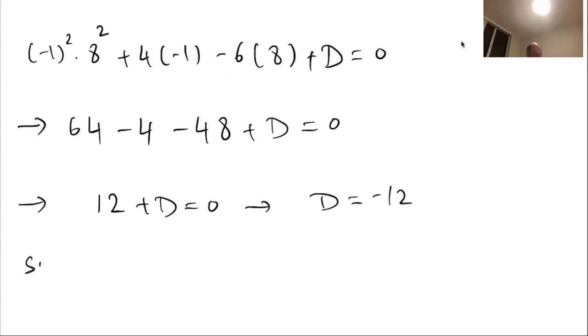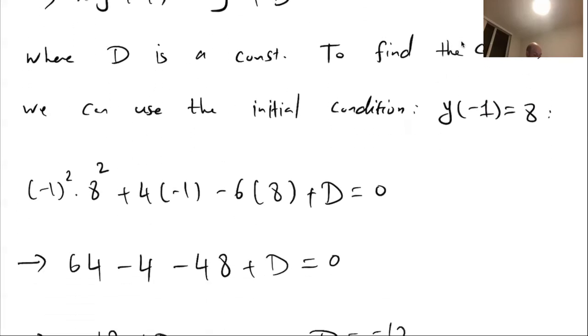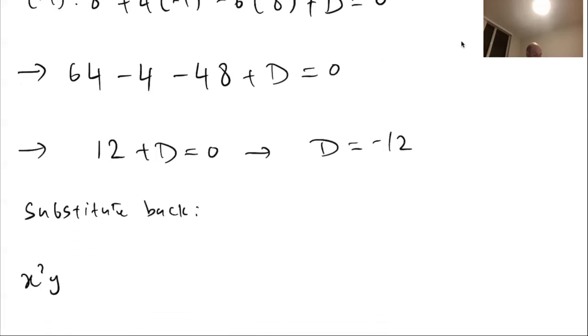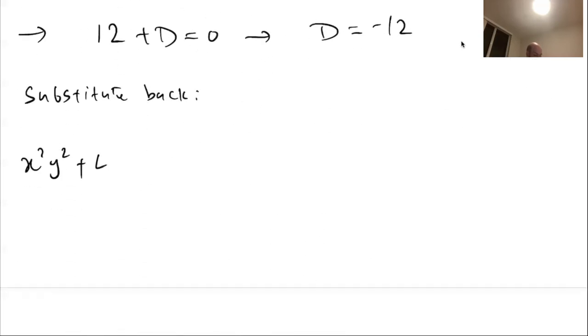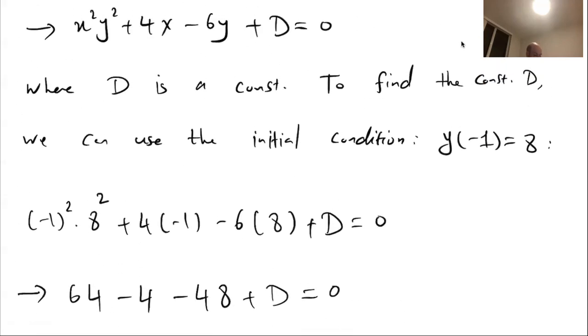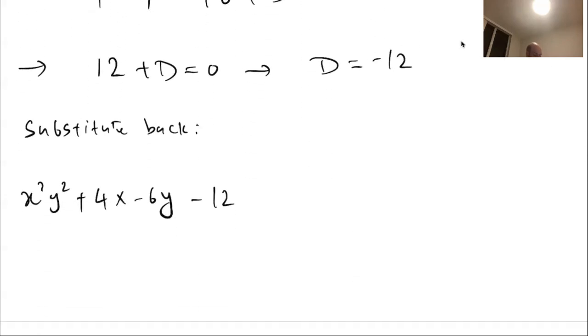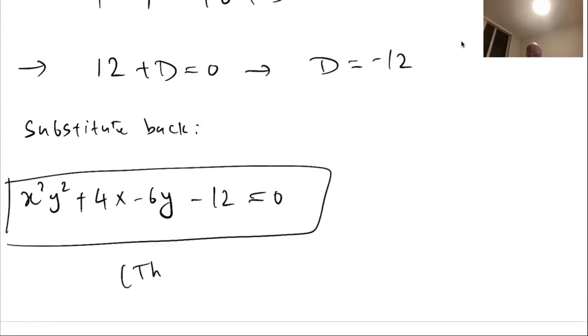So substitute back. Then we get x squared y squared plus 4x minus 6y minus 12, D is -12, equals 0. So this is the solution for our IVP. The solution of the IVP above.